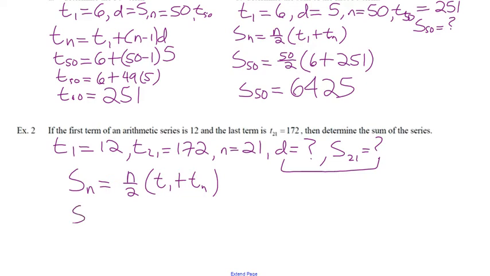Okay, so we are finding S21, which will be 21 over 2, 12 plus 172. Okay, so what does that work out to? 1932?